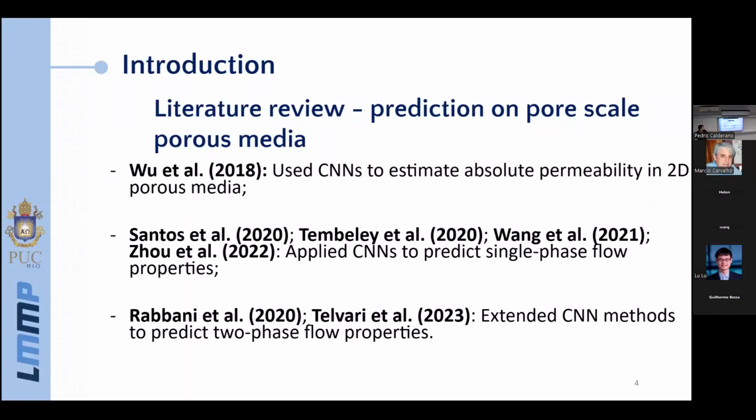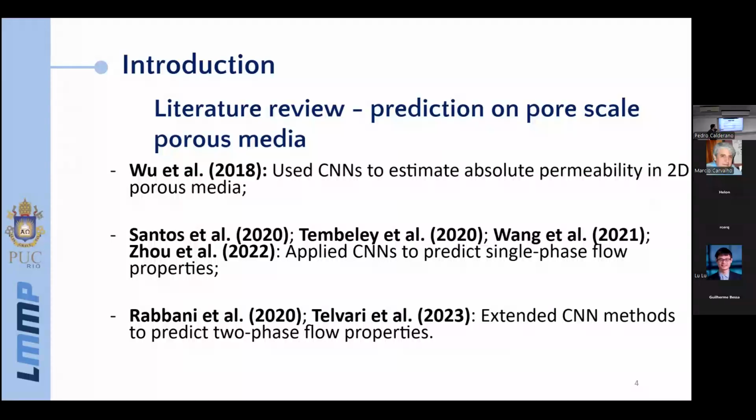Following this work, there were the works of Santos, Tembely, Wang, and Sui. They applied CNNs to predict single-phase flow properties, not only single-phase flow properties, but the flow fields as well. One of the works took a coarse-grid simulation and improved the field results using a super-resolution technique, and another would estimate the fields, and this estimation would be a good initial guess for the traditional method.